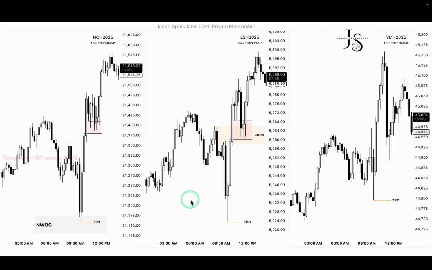So in a quick summary, we had a monthly SMT confirmed by a 4-hour TPD. That next day opened, we saw an SMT skip, and then that got confirmed, and then we saw this entry model form.